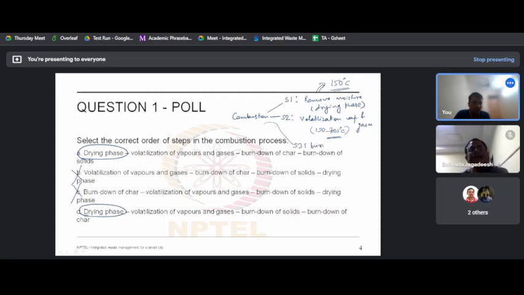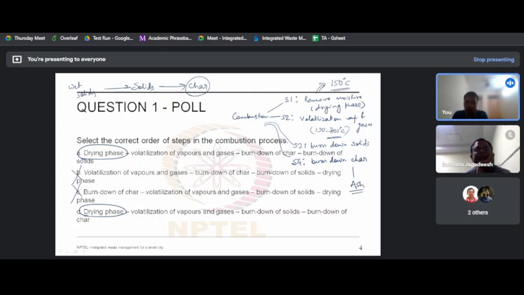So we'll try to burn down the solids, or combust the solids. Then followed by this, we will have the last stage. After the drying phase and the volatilization, we'll be left with solids. And when we combust this, we will be left with char. So that will be the burn down of char. Since we burn down the char, we will be left with nothing but ash. So these are the four stages.